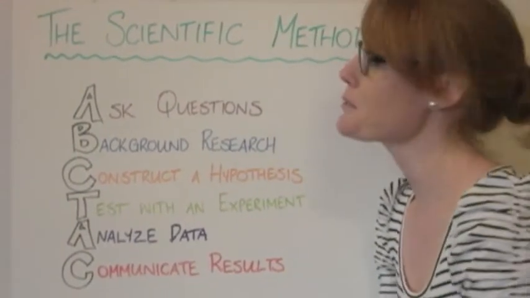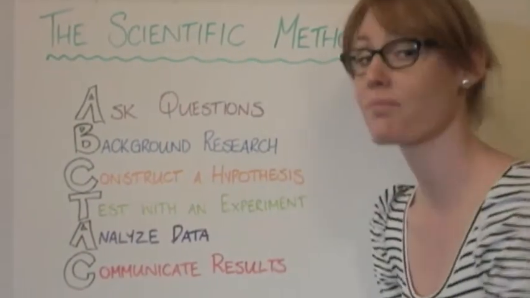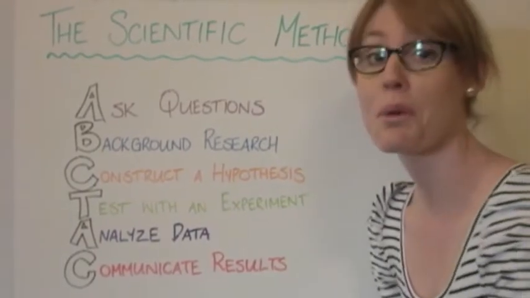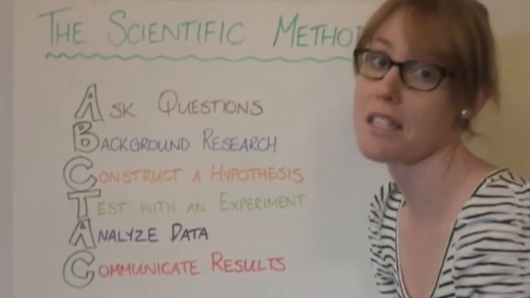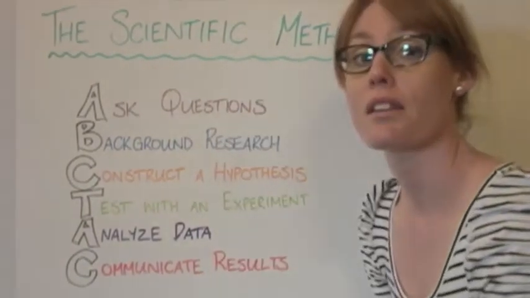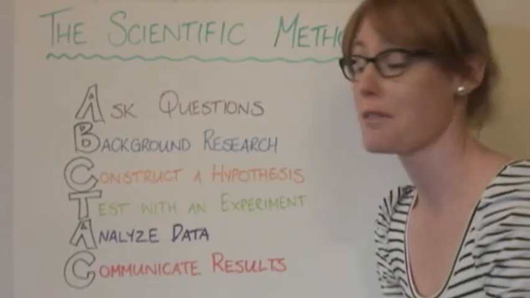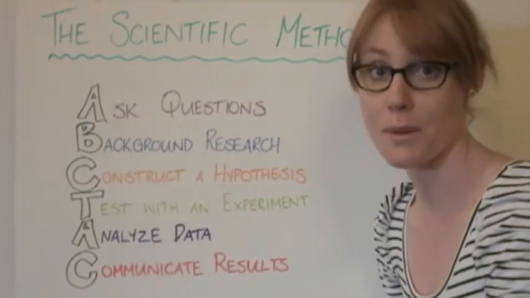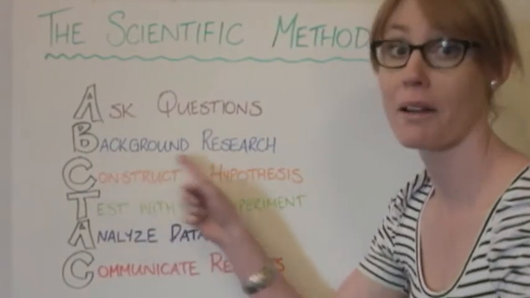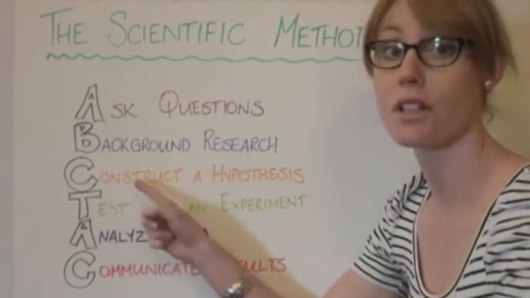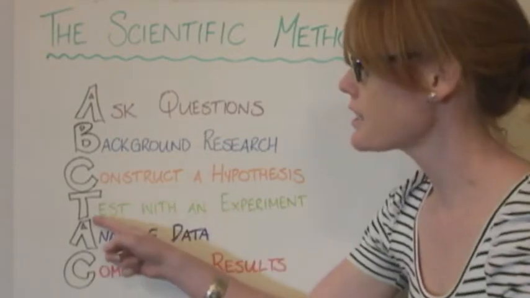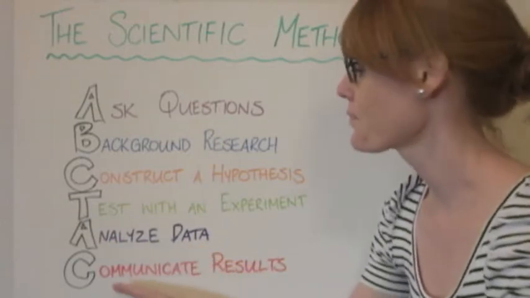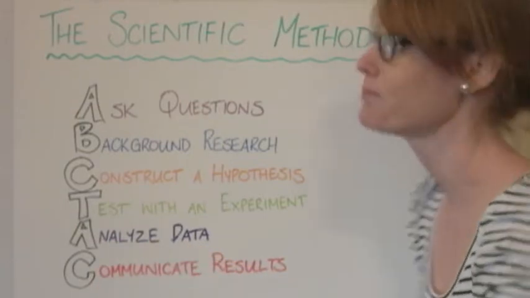Hi everyone, today we're going to be talking about the scientific method. It's the basis of all scientific discovery in history, so it's important for us to use it in our scientific discoveries as well. The scientific method can be remembered through a short acronym, ABCTAC. A stands for ask questions, B for background research, C for construct a hypothesis, T for test with an experiment, A for analyze data, and C for communicate results.